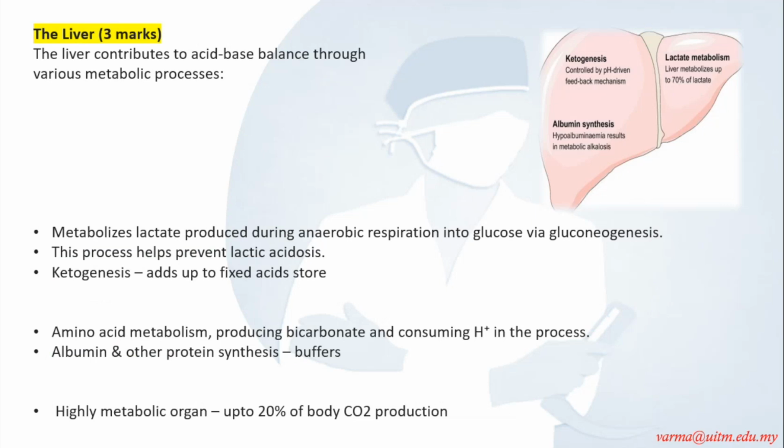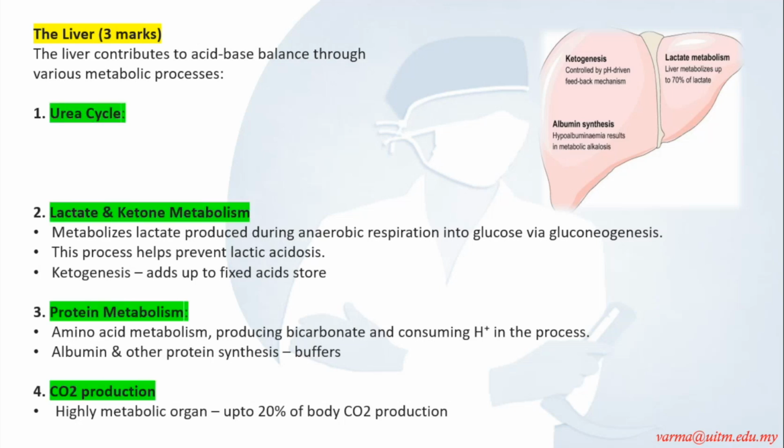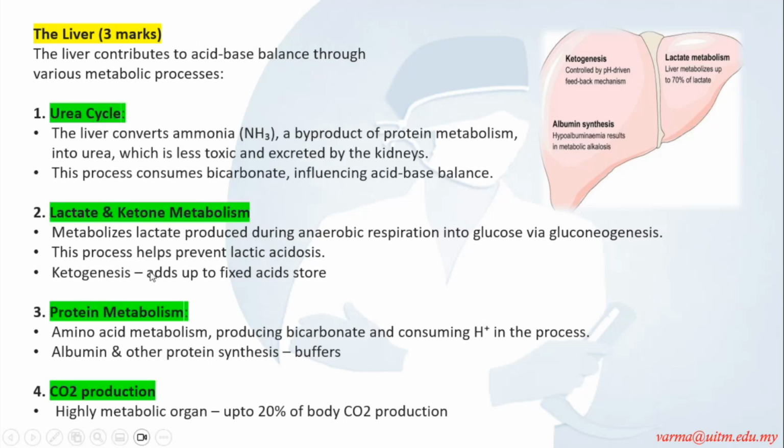And liver contributes to acid-base balance through various metabolic processes that I mentioned. So these are the four components of how the liver contributes to acid-base balance. First is the urea cycle. The liver converts ammonia, NH3, a byproduct of metabolism, into urea. Ammonia is converted to urea, which is less toxic and excreted by the kidney, so it doesn't contribute to the body's hydrogen ion store. This process consumes bicarbonate, so it reduces the bicarbonate level in the body, influencing acid-base balance as well.